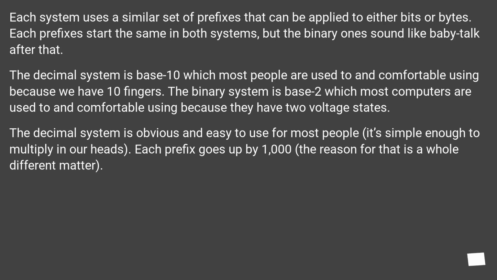The decimal system is base 10, which most people are used to and comfortable using because we have 10 fingers. The binary system is base 2, which most computers are used to and comfortable using because they have 2 voltage states. The decimal system is obvious and easy to use for most people. It's simple enough to multiply in our heads. Each prefix goes up by 1000, the reason for that is a whole different matter.